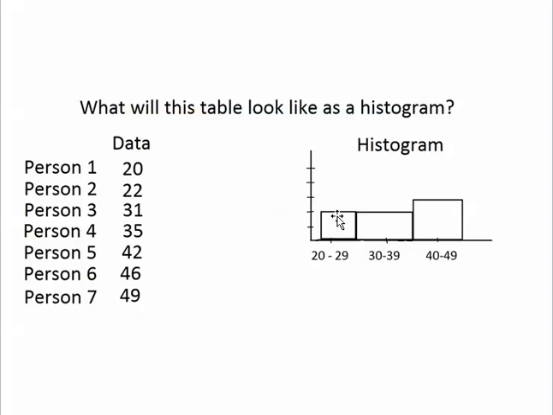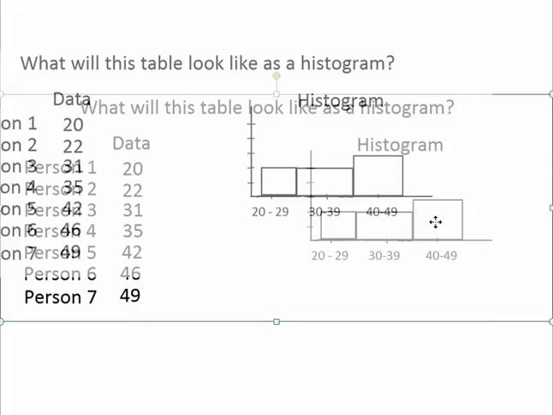All this is showing is that we have 2 20s up here. We have 2 30s right here, and we have 3 40s right here. Since we have 2 20s, this bar goes up to the second tick mark. Since we have 2 30s, this bar goes up to the second tick mark. And since we have 3 40s, this bar goes up to the third tick mark. So the value that appears the most often has the tallest bar, and values that appear less often have shorter bars. Here we have a different type of a shape.